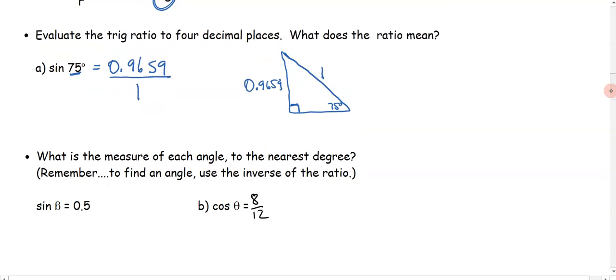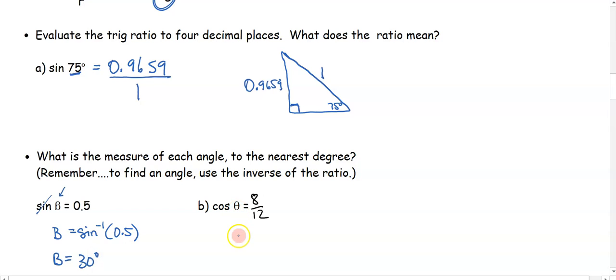Okay? Again, if I give you the ratio, you should always be able to find the angle, right? So whenever you want to find an angle, you solve for the angle, and you solve for the angle by undoing sine. How do you undo sine? You do the sine inverse of both sides. That means that taking the sine inverse of sine cancels it out, and taking the sine inverse of 0.5, well, we need our calculator. Sine inverse of 0.5 is 30. So now I know my angle is 30 degrees.